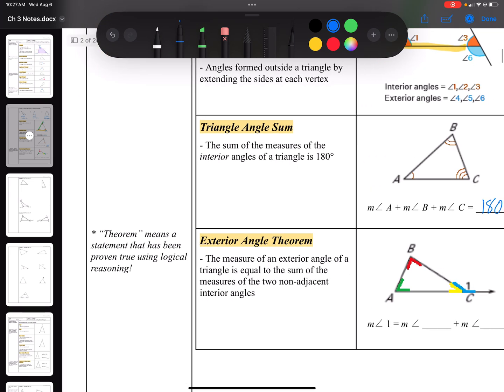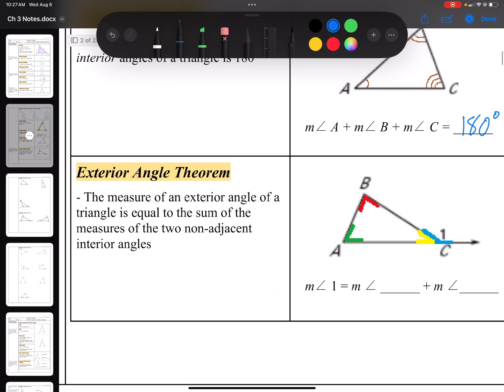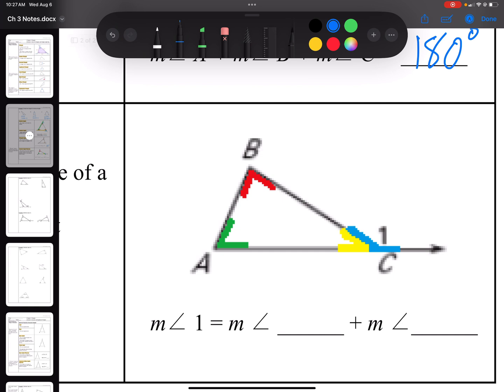Well, there is an exterior angle theorem. And now the word theorem just means a statement that has been proven true using logical reasoning. It turns out that the measure of the exterior angle, so angle 1 in this diagram is an exterior angle. The green, red, and yellow angles are all interior angles. The blue angle, angle 1, is an exterior angle.